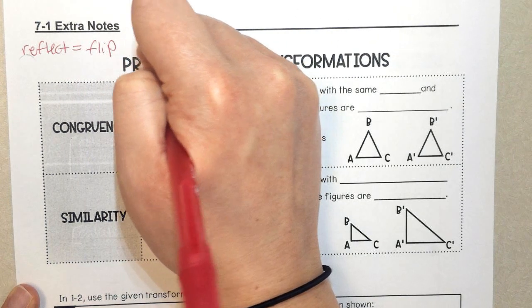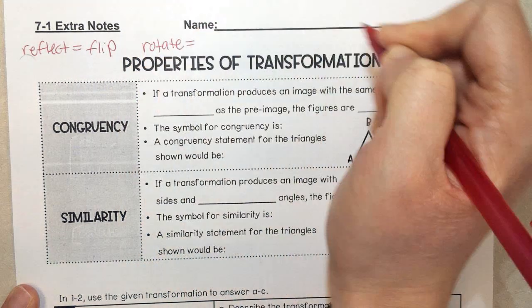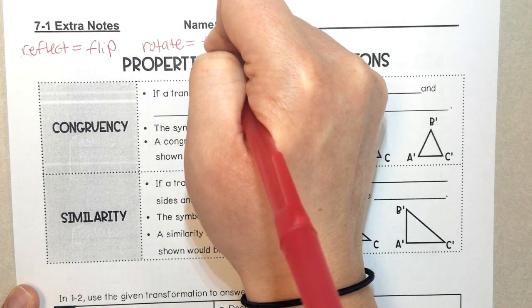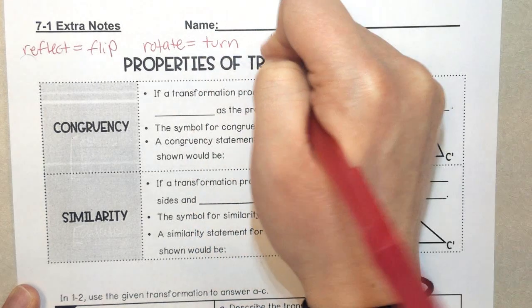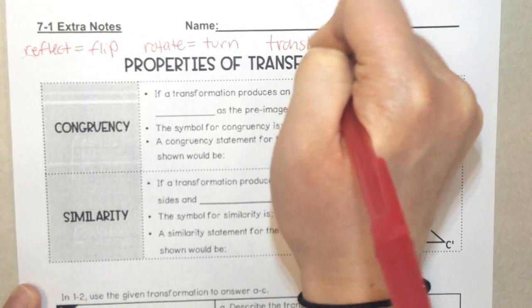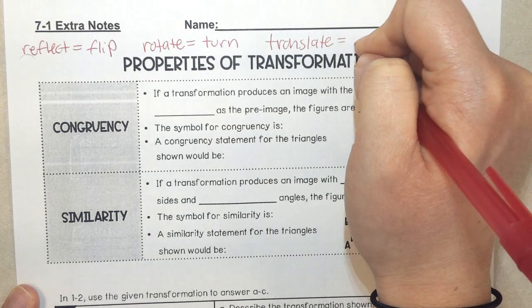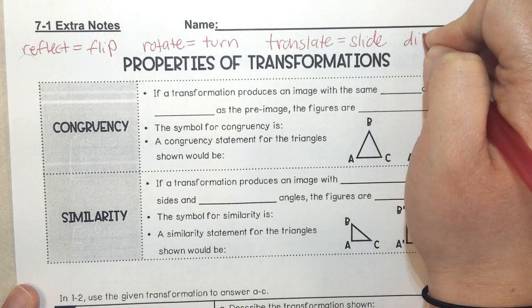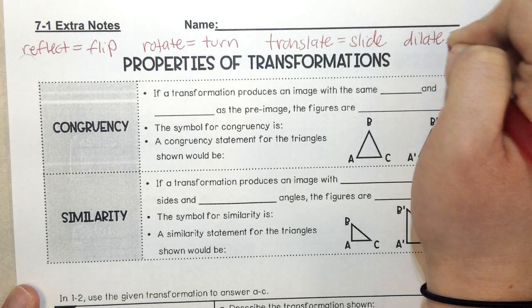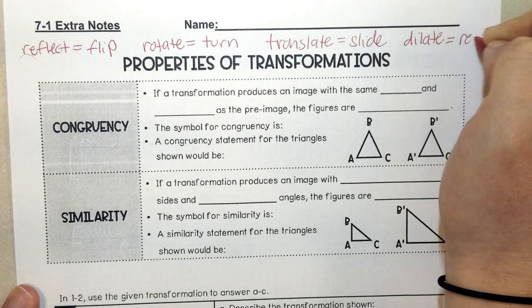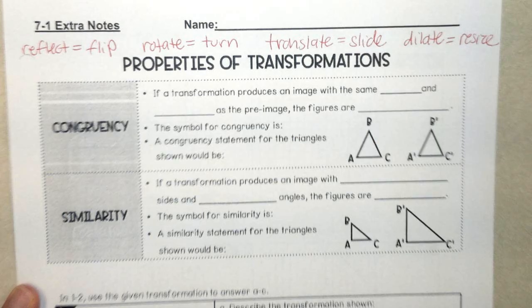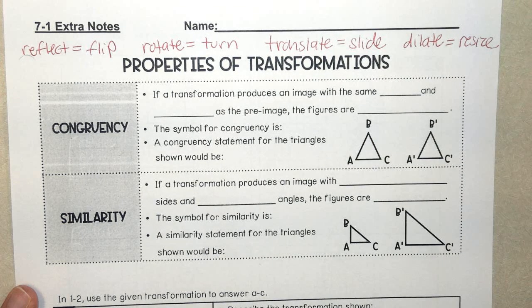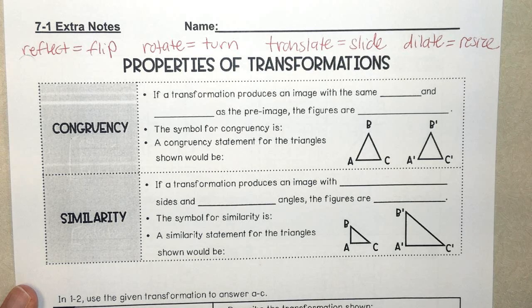What about rotate? What word did we use? Turn. What about translate? What word did we use? Slide. And the last one was dilation or dilate. What word did we use? Resize. Very good. Okay. So those were our 4 transformations.